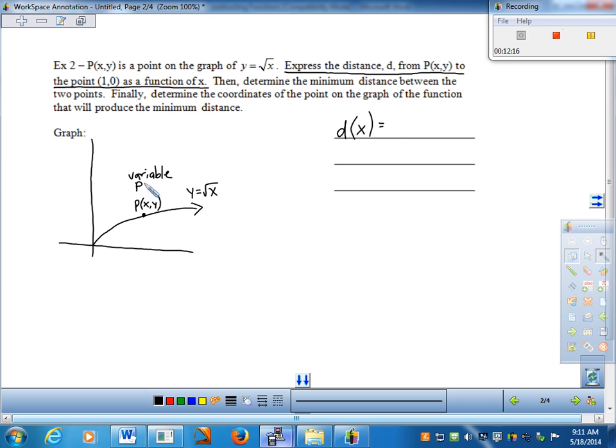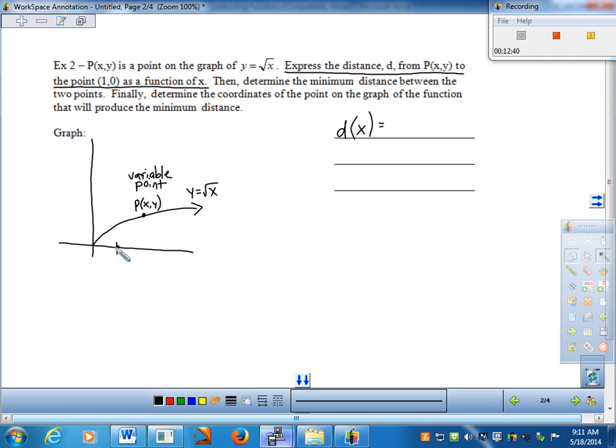Obviously, it can move up and down the graph of the function. So that is my variable point right there. Excellent. Okay. And we're looking for the distance between that point, so from our variable point to a particular point on the coordinate plane, (1, 0). So, all right, it tells us where to go.